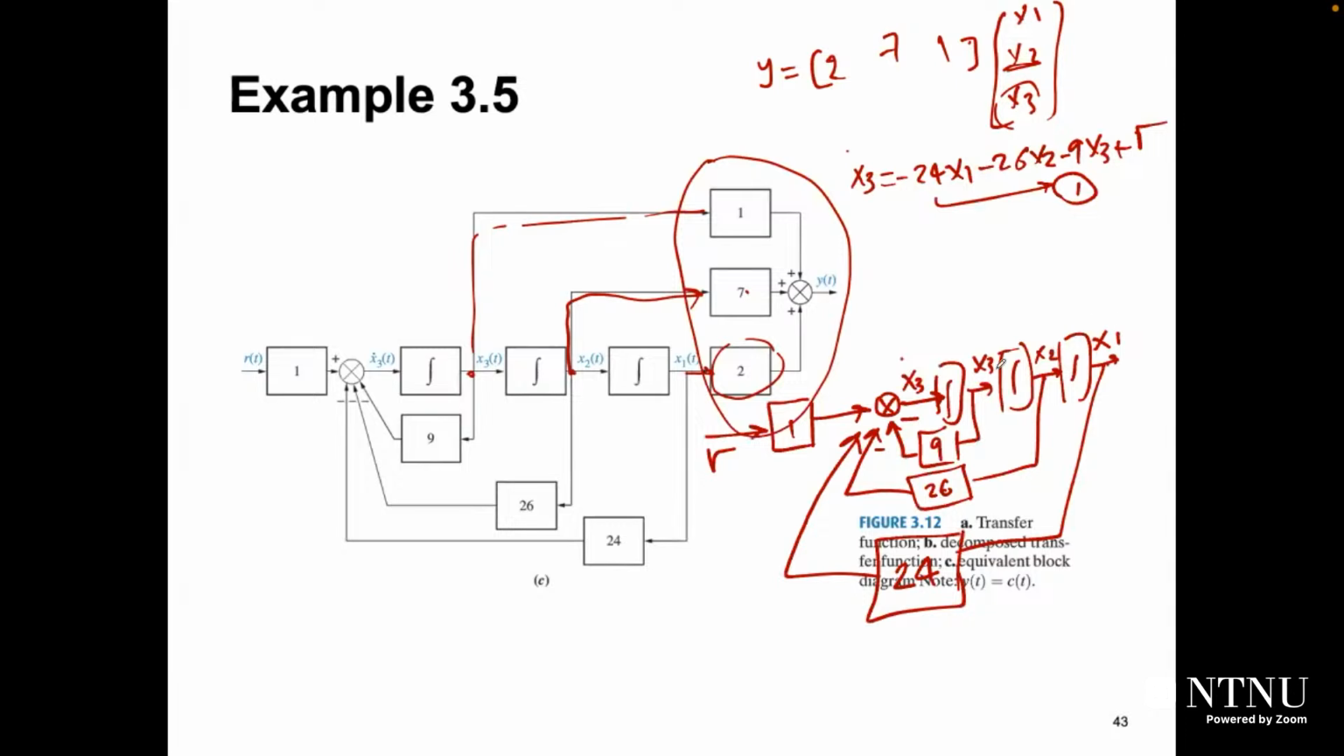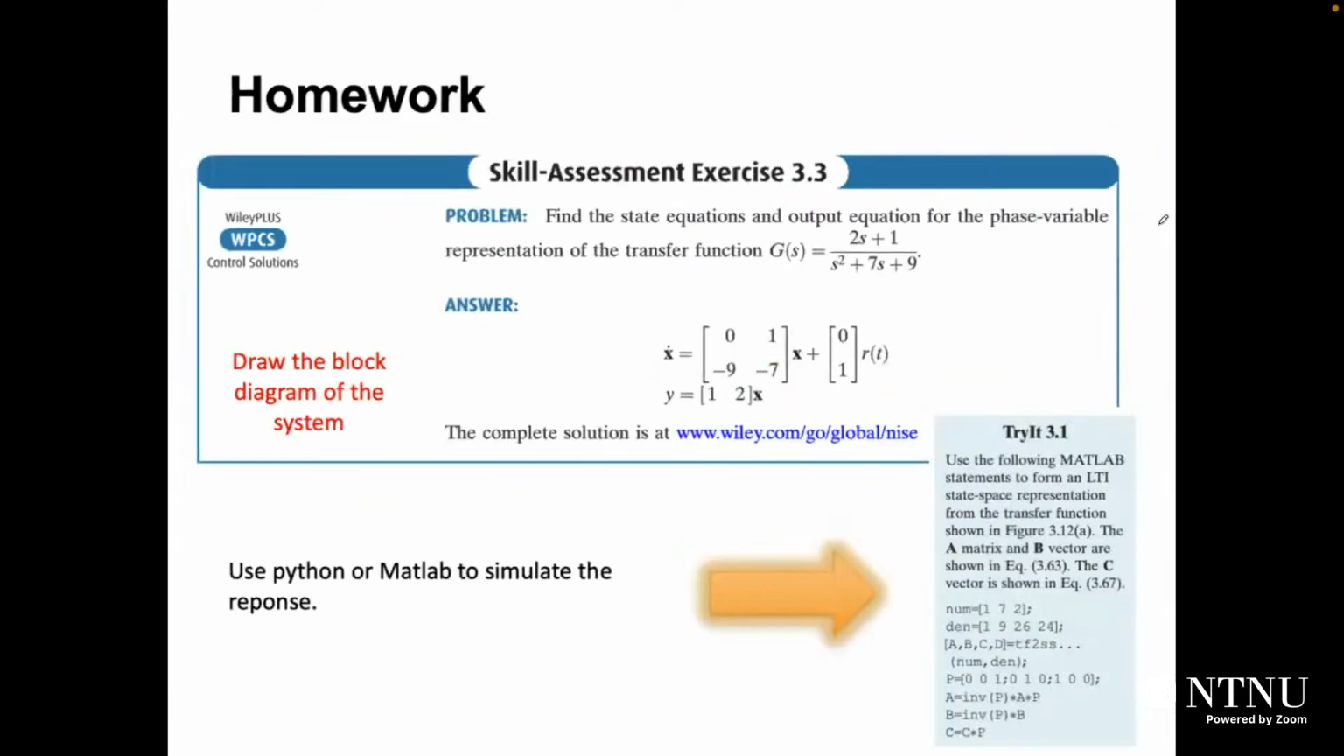Once you have x1, x2, x3, you want to reconstruct the output equation. The output equation is easy because from this equation it will be 1 times x1, plus 7 multiplied by x2, plus x3 multiplied by 1. So this one will be y of t. It is very easy to plot the block diagram of your system, and it will help you to understand things.